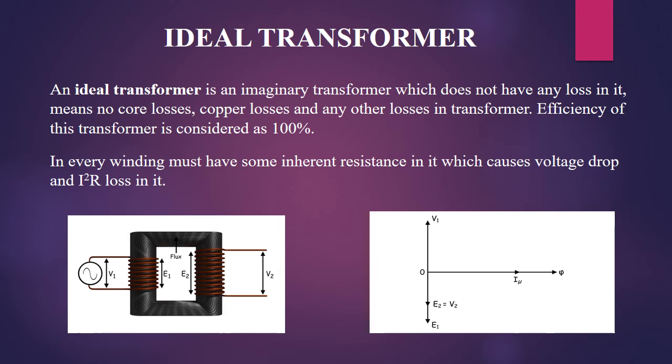Ideal transformer. An ideal transformer is an imaginary transformer which does not have loss in it. So it means no core losses, no copper losses, and any other losses in the transformer. The efficiency of this transformer is considered as 100%. The ideal transformer model is developed by considering a transformer which does not have any loss.